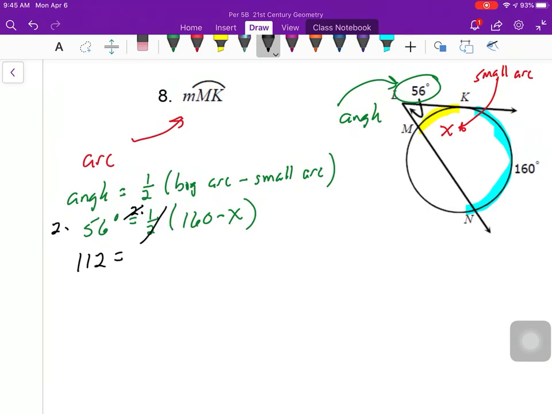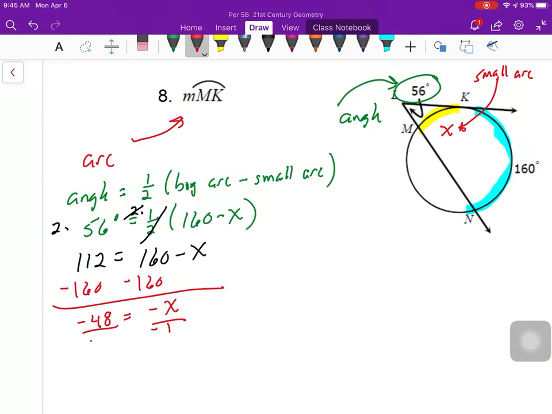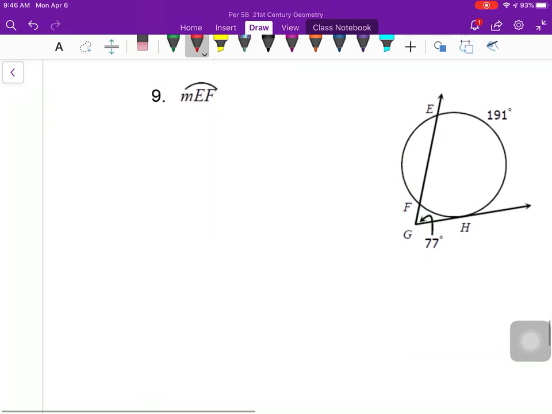To solve this, we'll multiply both sides by 2. 2 times 56, 112. On the other side, I get 160 minus X. And now I will subtract 160. 112 minus 160 gives me negative 48 equals negative X. I'll divide by negative 1. X equals 48. So the measure of the arc M to K is 48 degrees.